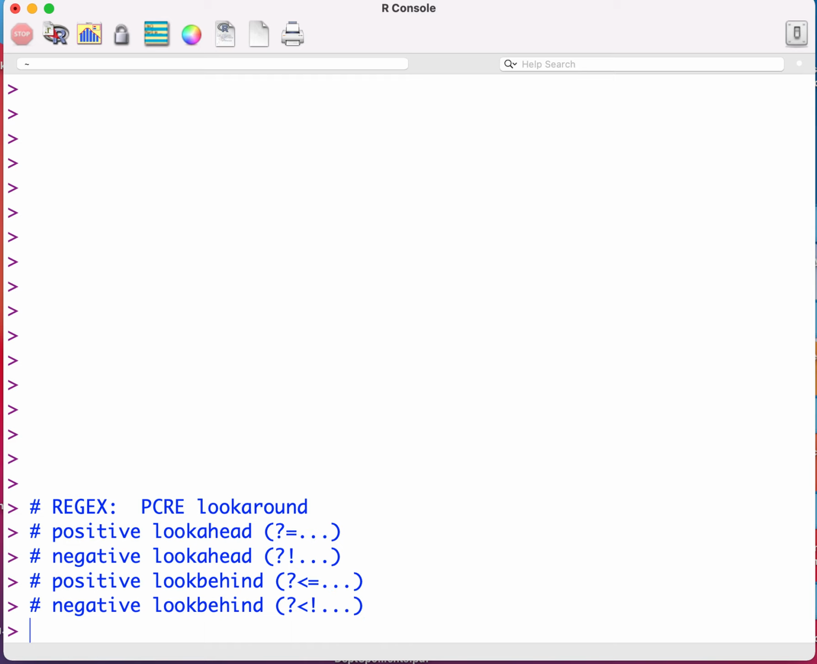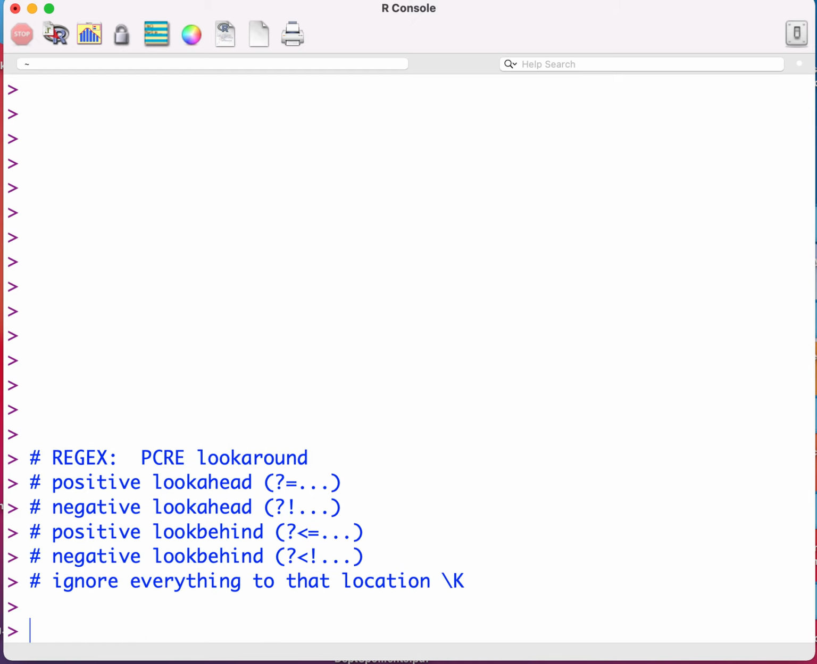I'll do a couple of these as examples, and then I'll also do the K, which is a special one that's similar, which is K. Okay, so let's look at them.